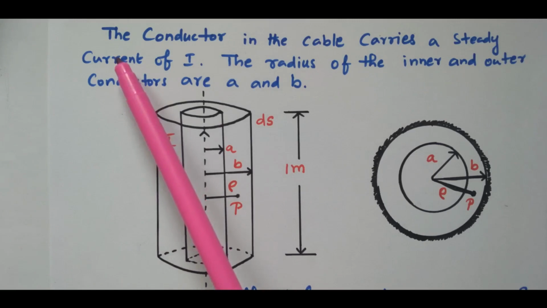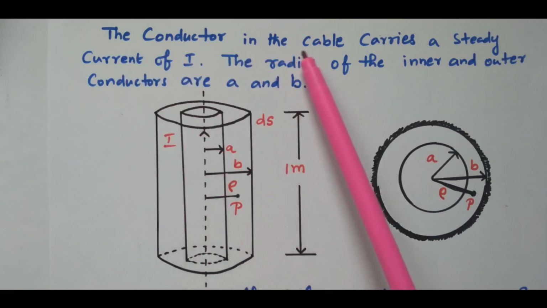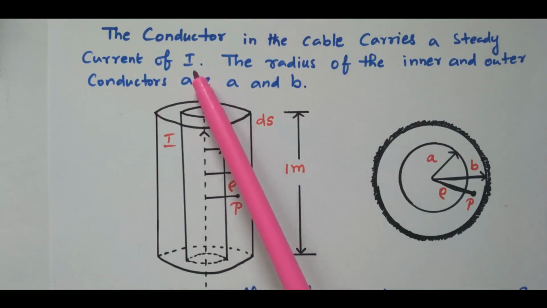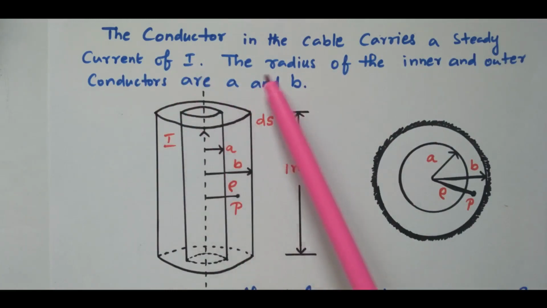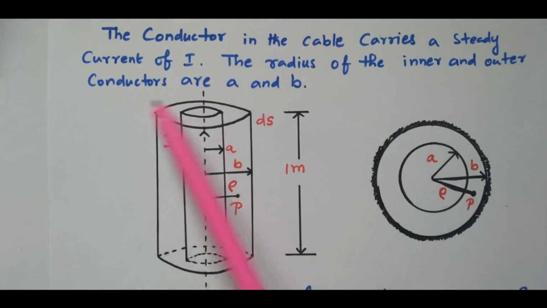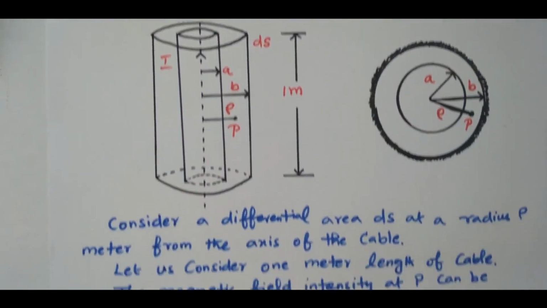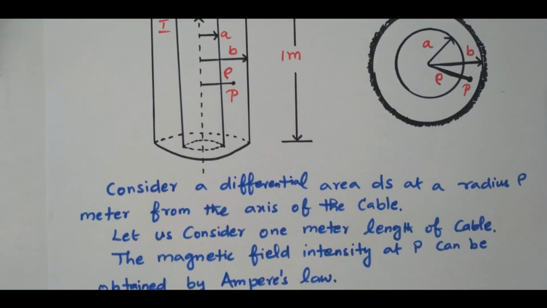Now we'll see the description. The conductor in the cable carries a steady current of I. The current I is flowing through the conductor. The radius of inner and outer conductors are A and B. Right? The radius of inner and outer conductor is A and B. We will see the further descriptions.